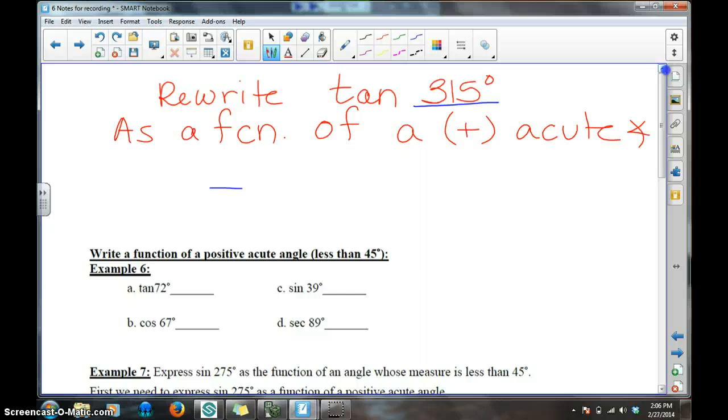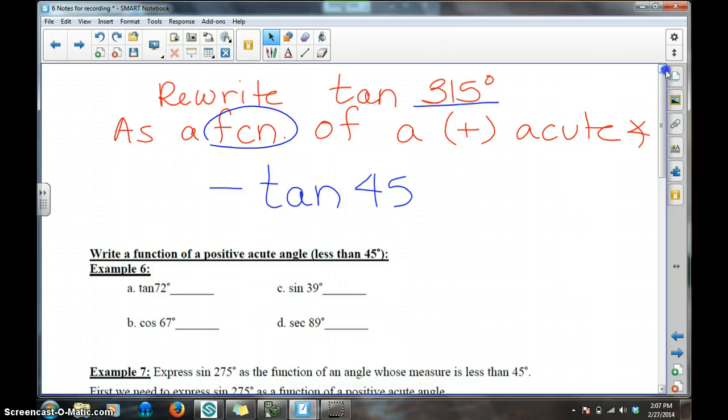You'd keep the same function because I asked you to write your answer as a function. So I'd still write tangent. And now I'd be looking for the reference angle in quadrant 4 that lands or terminates at the same place as 315. And that angle would be 45. Now, what we just did here, we did 2 blocks ago.